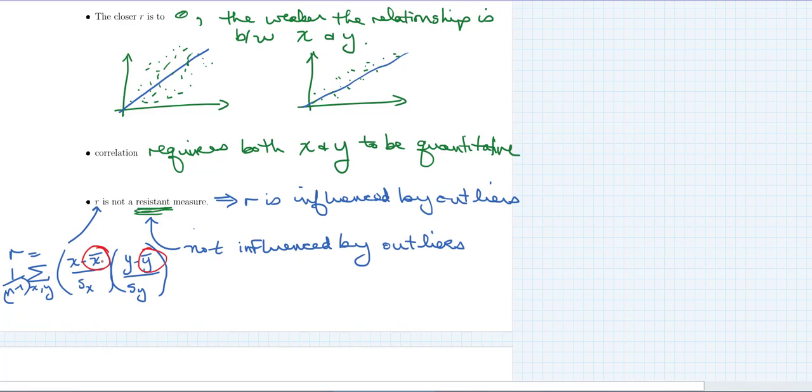And we know this to be the mean of the explanatory variable, and we know this to be the mean of the response variable. And what do we know about the mean? It is highly influenced and deeply affected by outliers, right? So remember when we talked about skewed distributions, and we said that the mean is pulled towards the tail. And what does the tail represent? It represents extreme values or outliers. Okay, so r is not a resistant measure because it's created using our mean, and the mean is not a resistant measure because it's influenced by outliers.